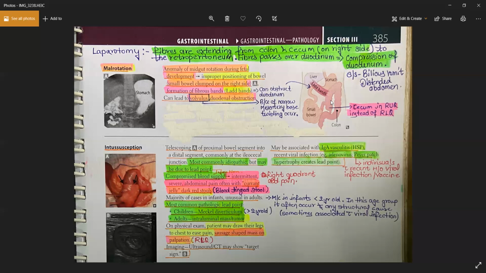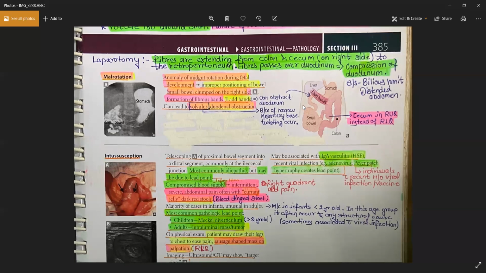which are forming between the liver and the colon, the transverse colon, right? Normally, the cecum is present in the right lower quadrant, but in case of malrotation, the cecum is present in the right upper quadrant, as you can see. Normally, the cecum is in the right lower quadrant, but in case of malrotation, you can also have the cecum in the right upper quadrant.